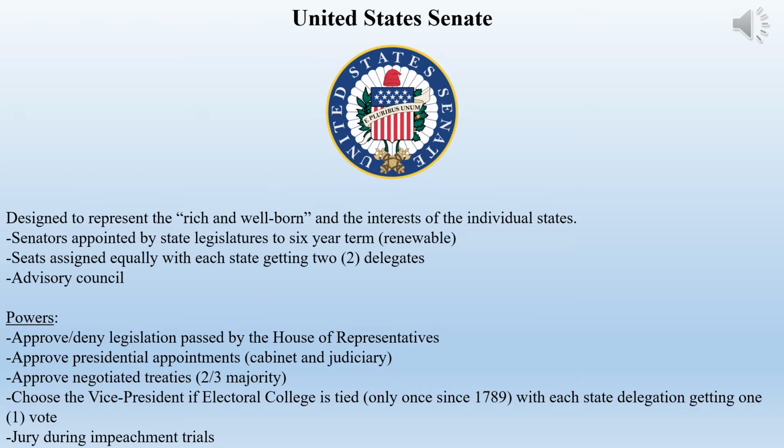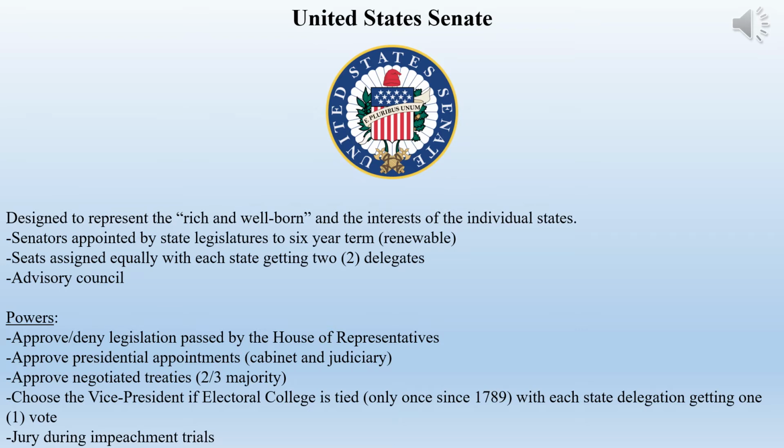And in order to convict and remove a president or a vice president or a cabinet official, you must get a supermajority. Again, in this case, a 2/3 majority of the Senate. So in order to convict and remove someone, you have to have 67 senators vote yes.